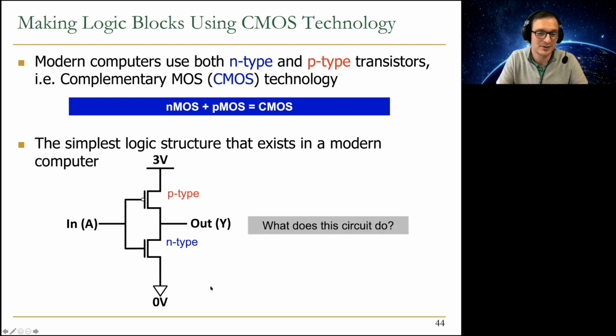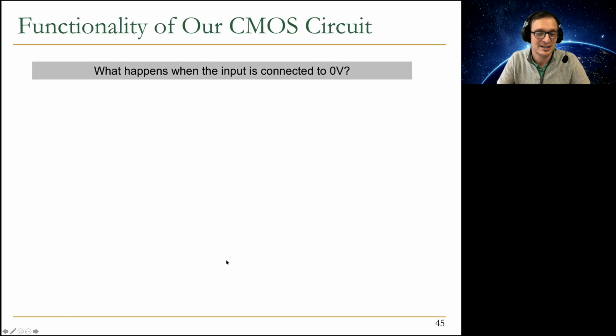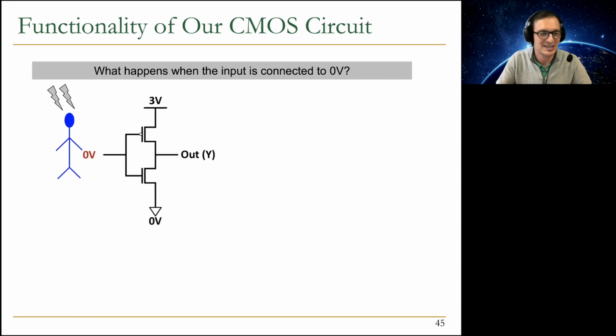I think some of you already answered. If you answered inverter, that's correct. And let's see why it's an inverter. So let's take a look at what happens when the input is connected to 0 volts. We're going to use our person over here. Of course, it's not a person, right? There's some driving wire over here that gets loaded with some voltage.